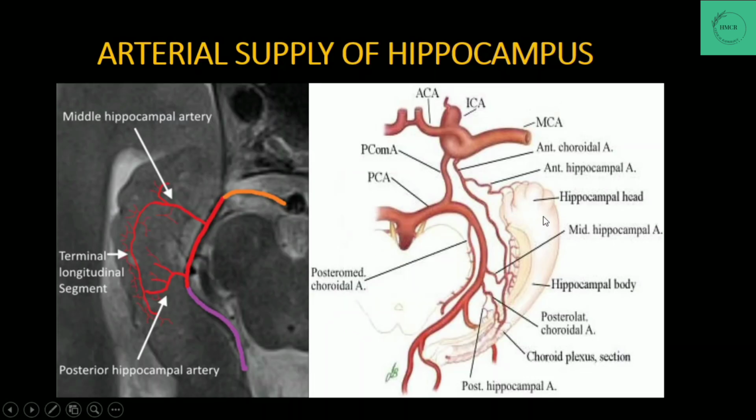The hippocampus is supplied by three arteries. The anterior hippocampal artery gets its supply from the anterior choroidal artery. The middle hippocampal artery gets its supply from the P2 segment of the posterior cerebral artery, and the posterior hippocampal artery also gets its supply from the P2 segment of the posterior cerebral artery. So the hippocampus is usually involved in posterior circulation strokes.